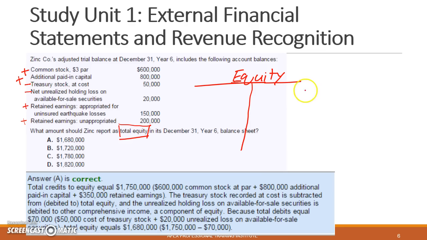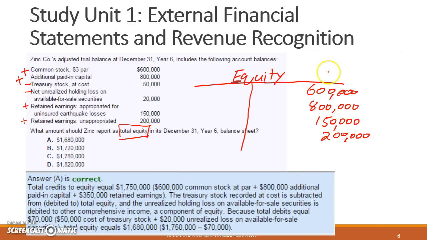So common stock, if we talk about $600,000, that will be added up. If I'm going to talk about $800,000 for additional paid in capital, obviously that will be added up. Retained earnings, if I talk about 150,000, that will be added, and apart from that $200,000, they will be added up. All of these items will be on the credit side of the equity account, right?